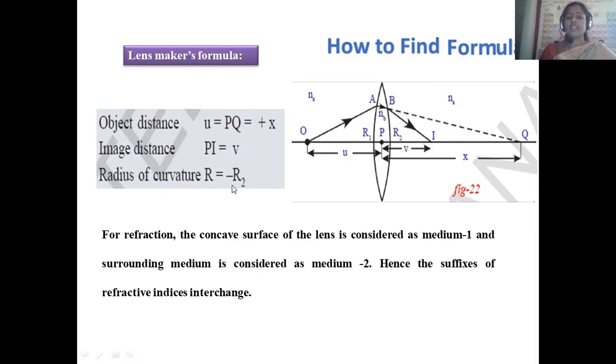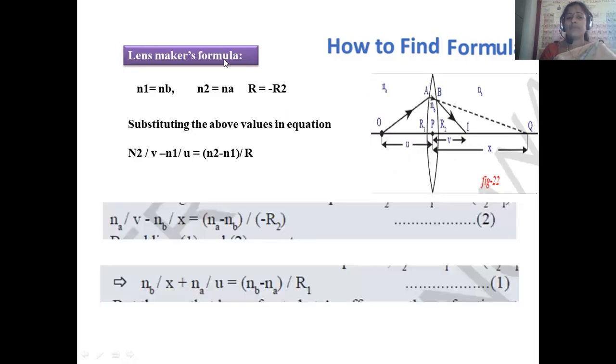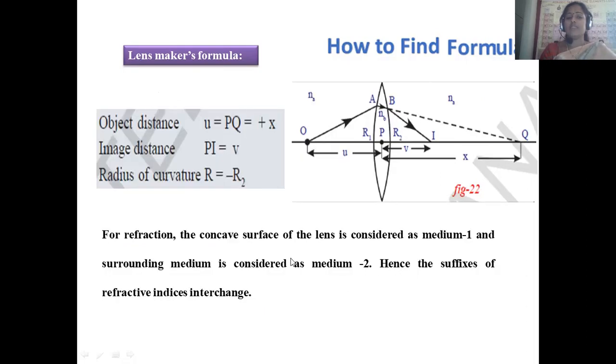Then the radius of curvature R is taken as minus R2. For the refraction process, the concave surface of the lens is considered as medium 1. Concave surface is nothing but the NB side, taken as medium 1, and the remaining NA side is taken as medium 2, so there is an interchange in the refractive index values. N1 becomes NB, N2 becomes NA. So this is the further consideration of the concave lens.